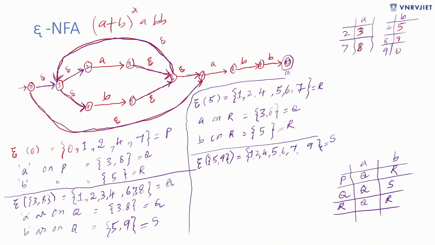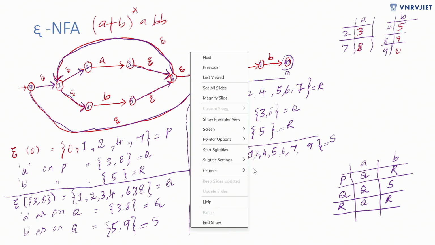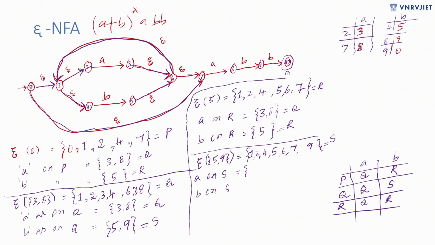As usual, after finding epsilon closure in the previous cases, you know what to do. So A as input and B as input. So A as input on this state. So 2 and 7 are the states that have transition on A.